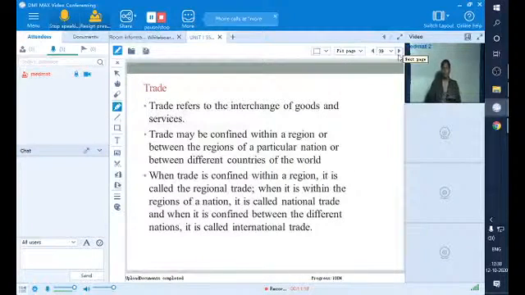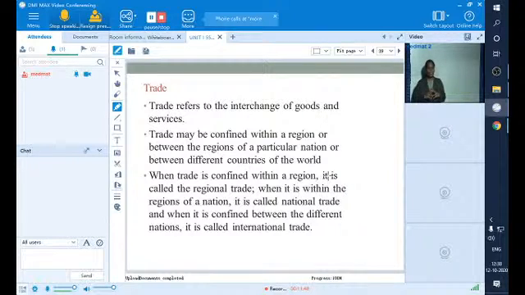Now we are entering into the next topic, that is trade. We have seen what is meant by commerce. Now we need to see what is meant by trade. Trade refers to the interchange of goods and services. Trade may be confined within a region or between the regions of a particular nation or between different countries of the world. When trade is confined within a region, it is called regional trade.